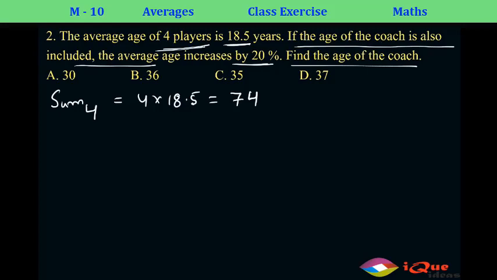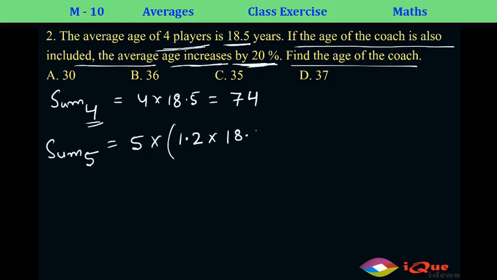Now, if the age of the coach is also included, the average age increases by 20%. Alright, so let me put it this way. The sum of 5 people, including 4 players and the coach, will be equal to 5 into the new average. Now, what is the new average? The new average is 20% more, so it is 1.2 times. If something increases by 20%, it becomes 1.2 times. The original value is 18.5.